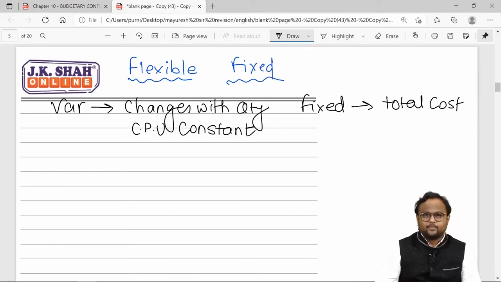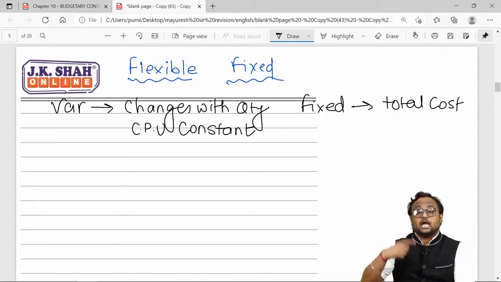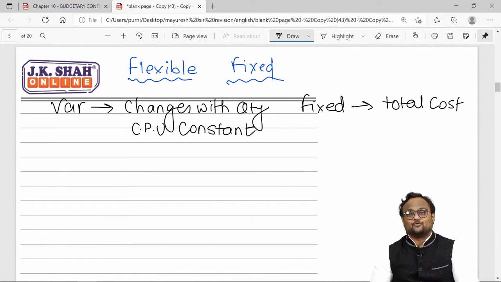If I pay salary today, my next salary will be paid next month. If I pay rent today, my next rent will be paid next month. There is no discount in that. Whether I produce, whether I don't produce, whether I double the production, whether I bring it down to 50%, it doesn't matter. The cost will be incurred anyhow. So for fixed cost, you should focus on total, because total is always going to be constant, because it is a period cost. And the total will be incurred after a specific period of time.